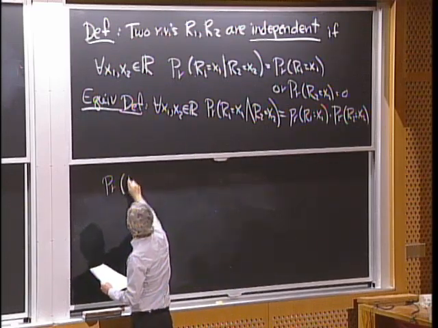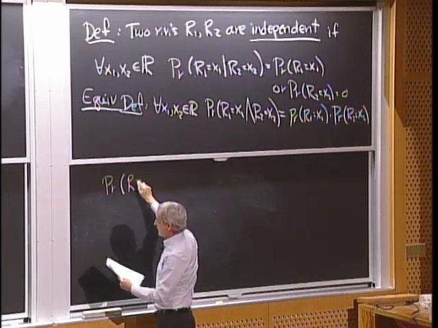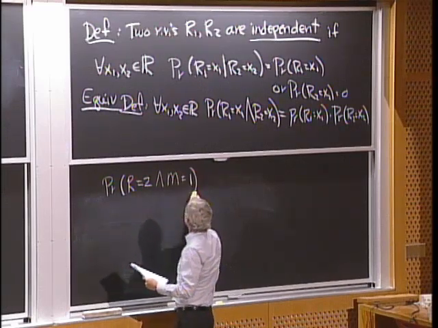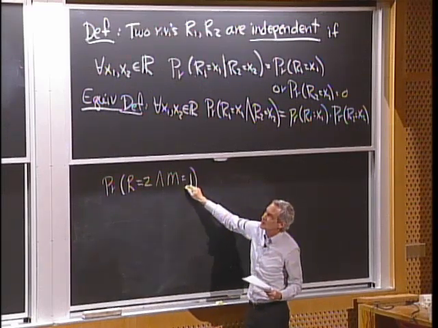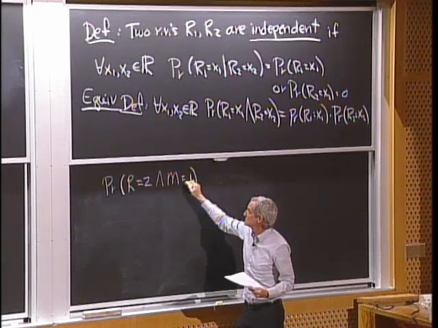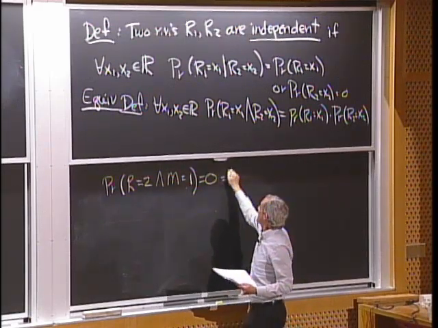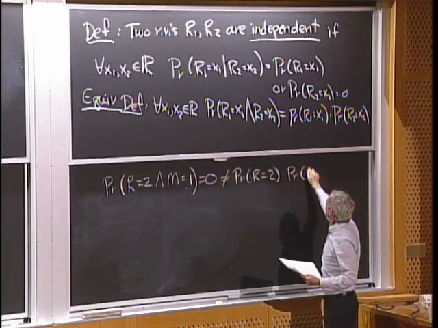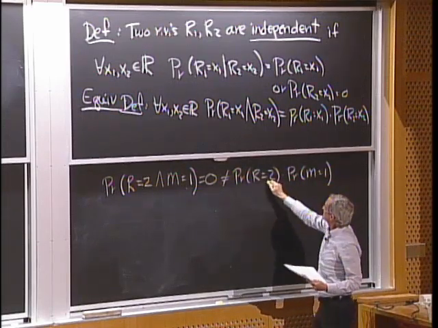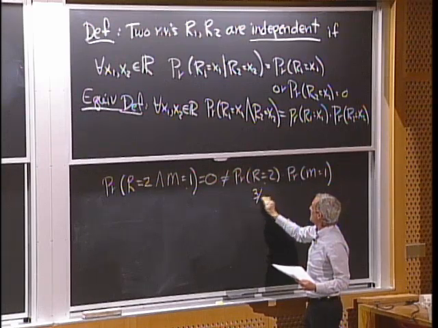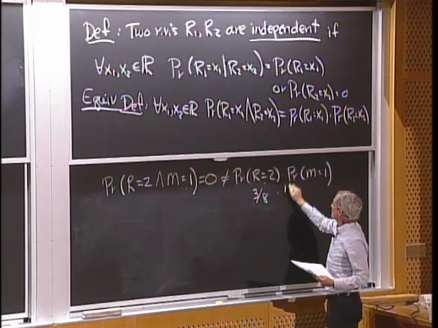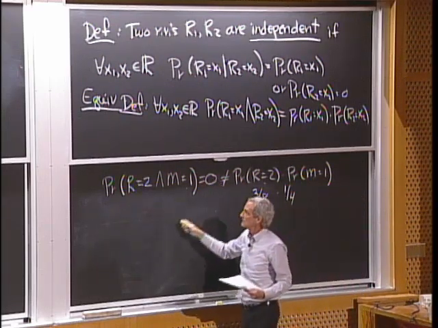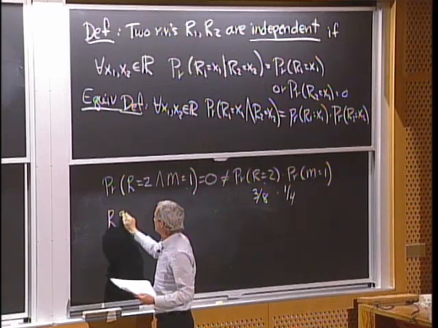One case would be the probability that R equals 2 and M equals 1, which we've already done. What was this probability? 0. If everything matches, you can't have 2 heads. That does not equal the probability of 2 heads times the probability they all match. Because the probability of 2 heads is 3/8, and the probability they all match is 1/4, and 3/8 times 1/4 is not 0. All right, so R and M are not independent.